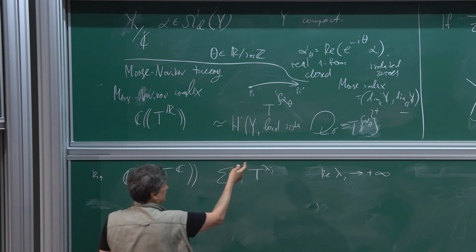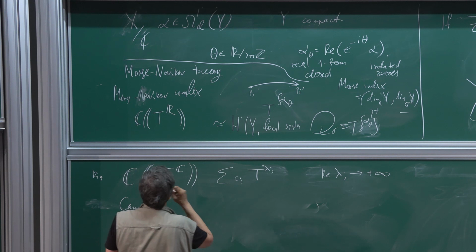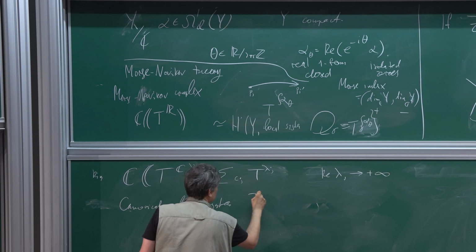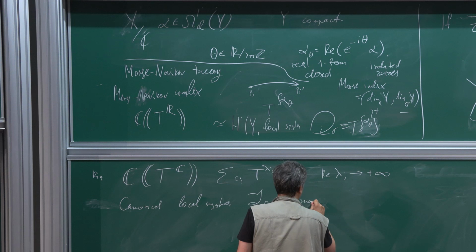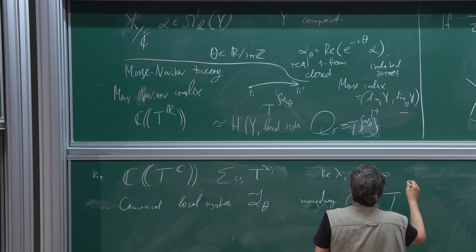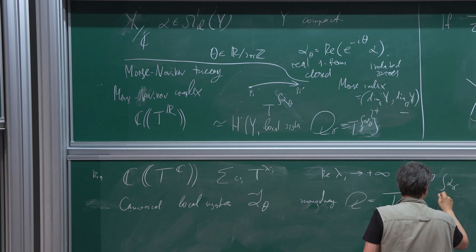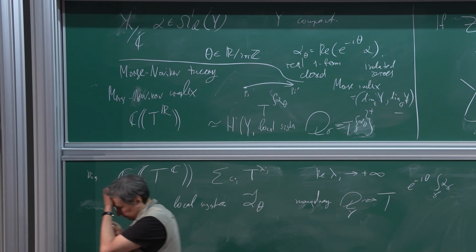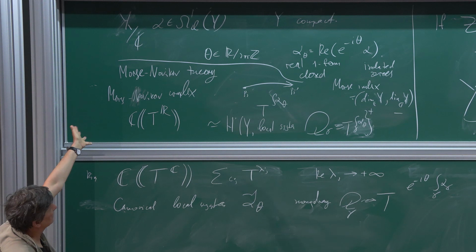So we get this canonical local system L theta with monodromy along this loop equal to t to the power minus i theta times the integral of the complex one-form about this loop. And we get this canonical local system, and in the complex case it will be the same.